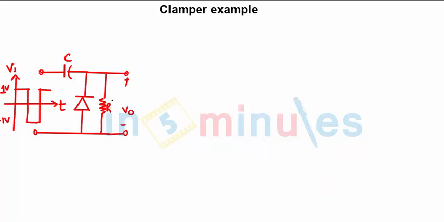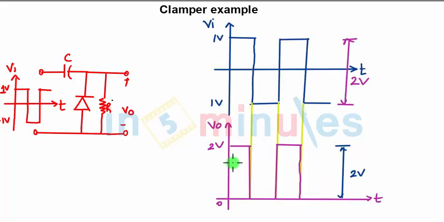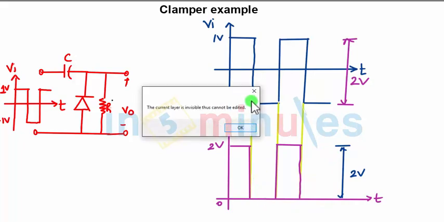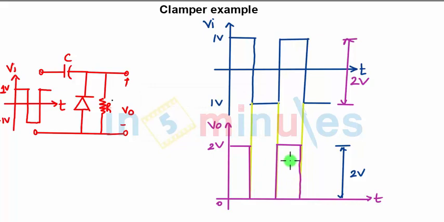So when you look at the final output waveform, what you can find is that in the negative half cycle we are getting output as 0 volt, in the positive half cycle we are getting output as 2 volts, and the total swing of the input and output remains 2 volts, which is the most important case in the clamper circuit. The total swing should always remain the same over here.